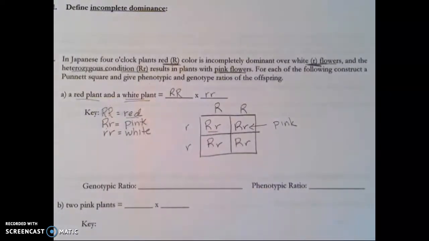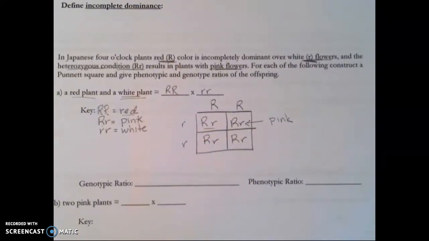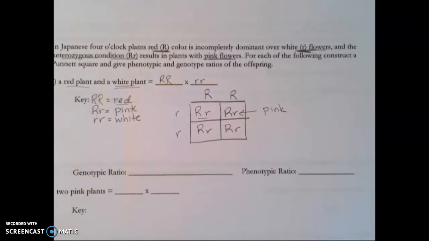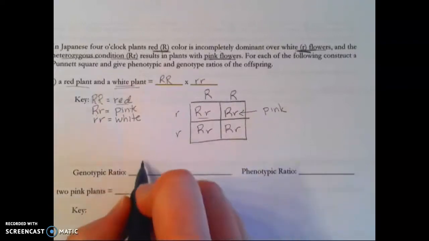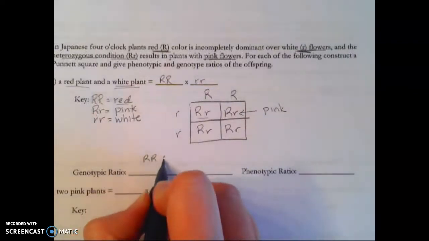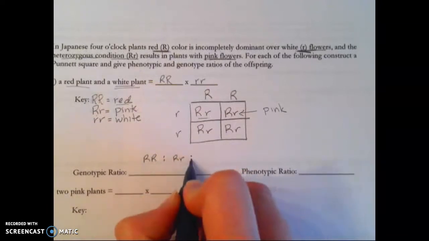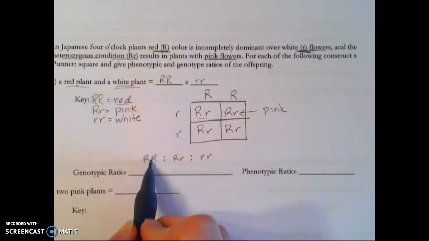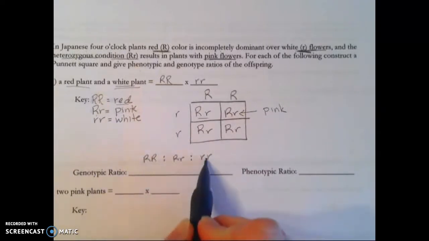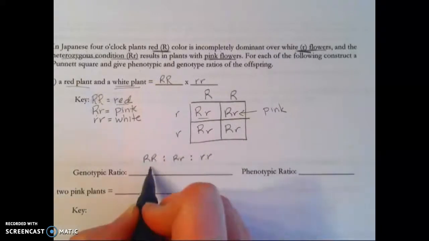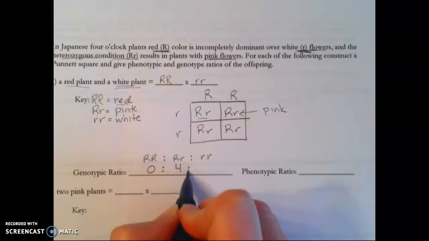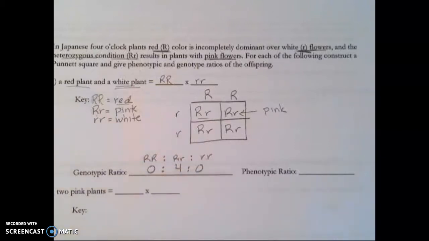Now, our genotypic and phenotypic ratios will have a little bit of difference now. For the genotypic ratio, we're used to seeing the 3 different genotypes. So we have how many are big R, how many are big R little r, or how many are little r. So we have homozygous dominant, heterozygous, homozygous recessive. It will look the same here. So we have none that are homozygous big R. We have all 4 that are heterozygous and none that are homozygous recessive. So that genotype looks the same that we've seen before.